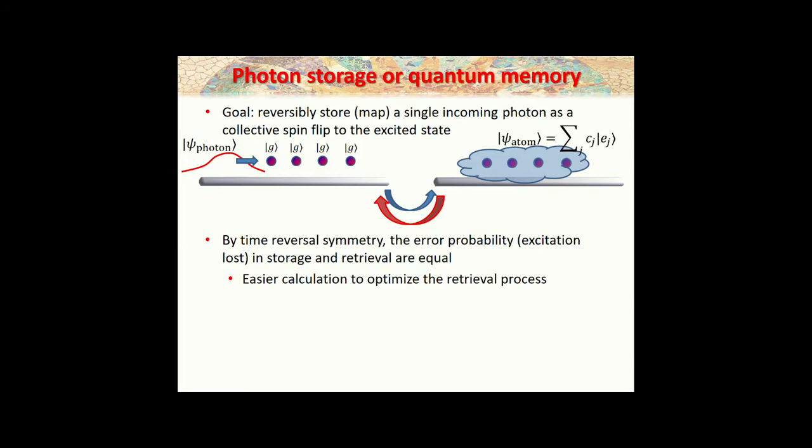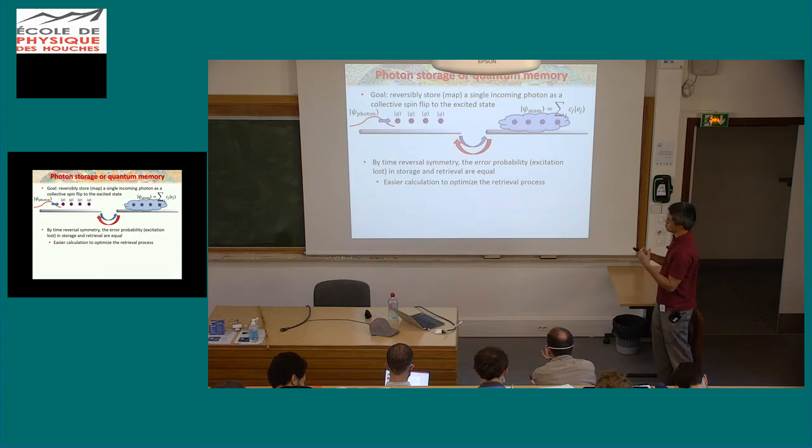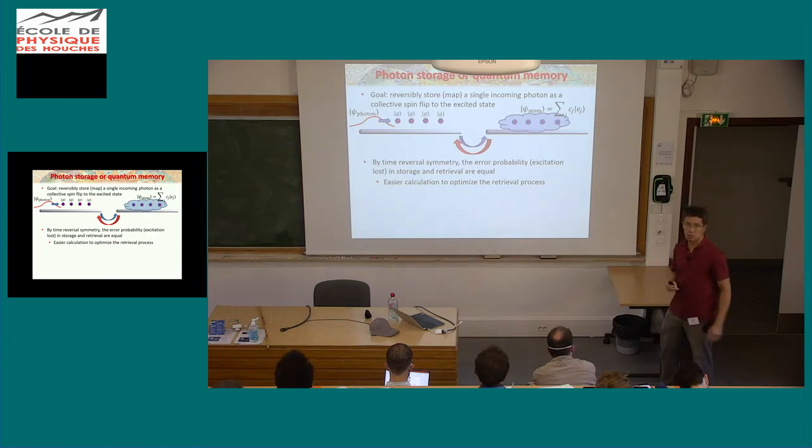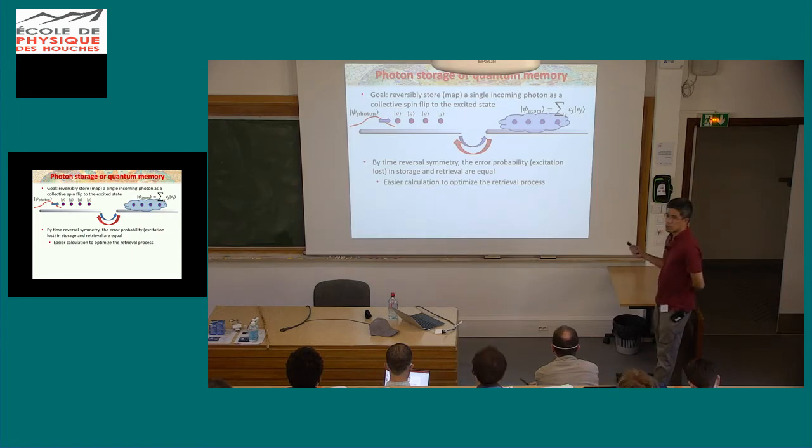So it turns out by time reversal symmetry, the error probability is going to be the same in storage and retrieval. By error, I just mean that when you try to store a photon or retrieve it, there's some probability that you lose the excitation altogether. I say that because it's easier in practice to optimize the retrieval process. In other words, if I start with some collective single excitation, it's easier to calculate the probability that I get a guided photon coming out.